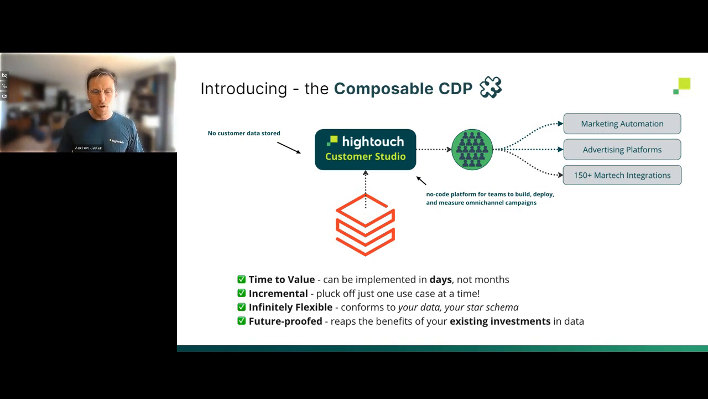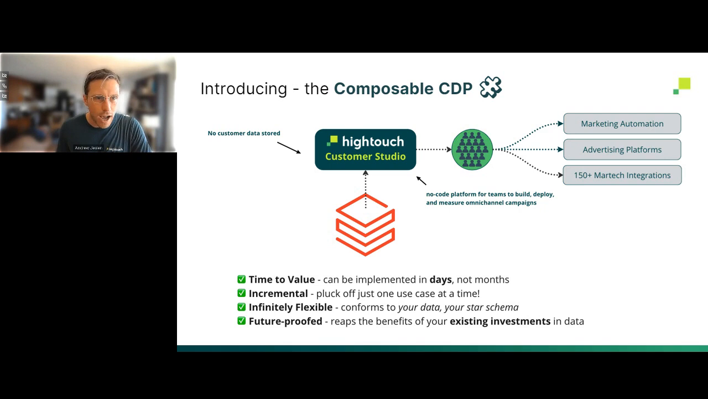So it's future-proofed. It's just one component of what you've already invested in: centralizing all your data in one place and modeling out what you understand about your customers. Okay, with that, I just wanted to make sure we articulated our perspective, not only on the current state of the CDP, but also the future.